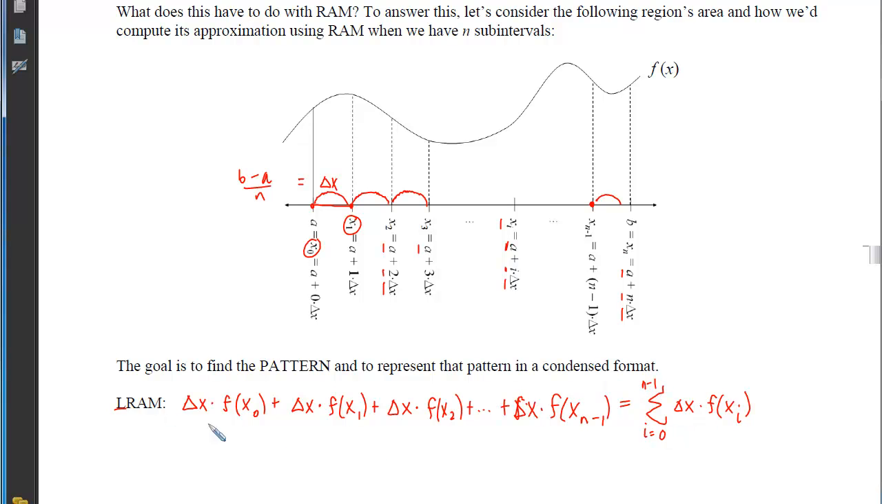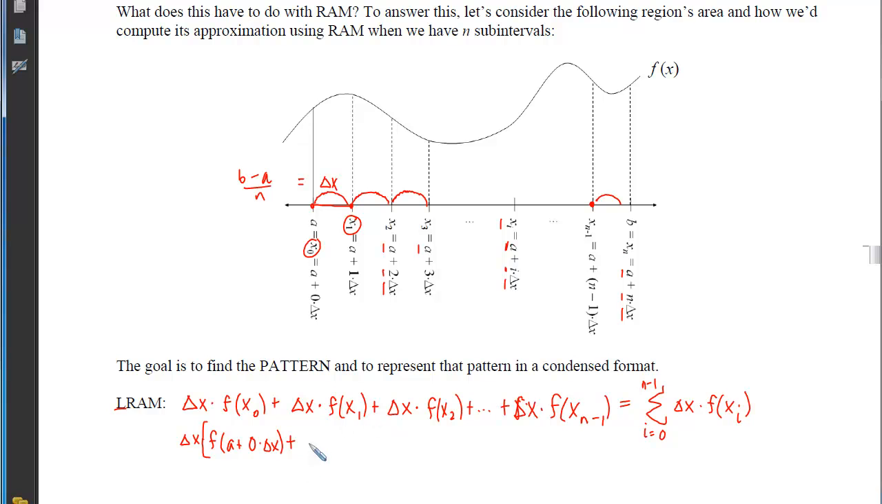Now this is good in terms of recognizing the LRAM, but it's a little problematic if we want to try and compute it, because we don't know what these x sub i's are. So we need to move away from the subscript and move into what that subscript is actually representing as a number. So the other way that I can do it is I can do delta x times f of x sub 0, which is going to be a plus none of those delta x's, plus another delta x. And notice that I've got delta x in all of these, so I'm just going to pull it out so that I don't have to keep writing it.